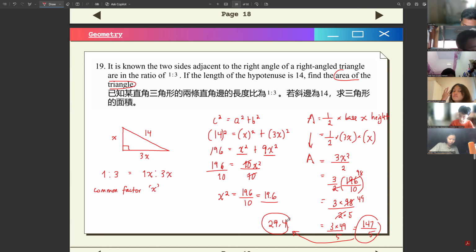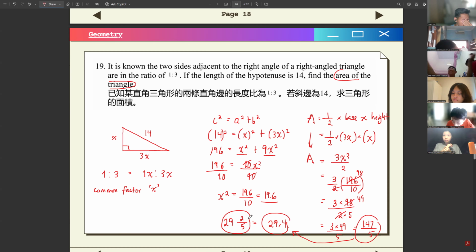Let me check. Yes, 29.4. We can also have mixed fraction form. Any of these are acceptable. Any questions, clarifications? Just tell me in chat. Okay, let's continue.